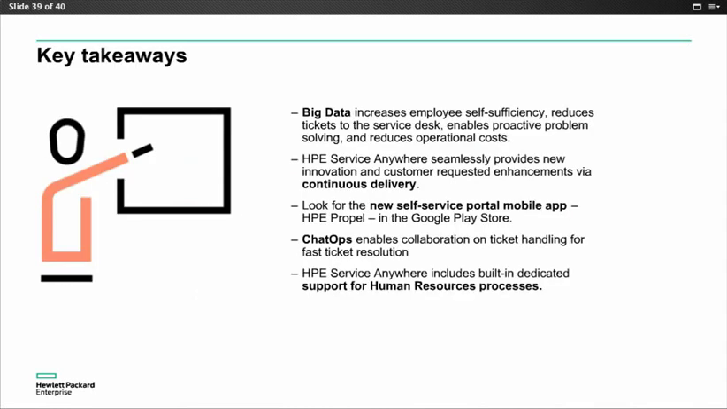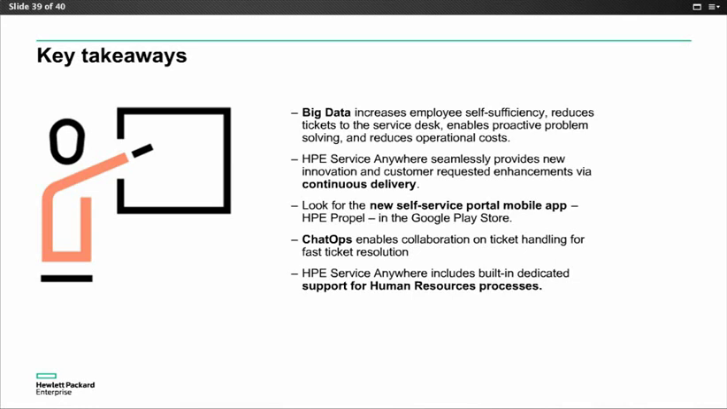Okay, so we'd like you to think about these key takeaways from this webinar. First, we'd like you to keep in mind what the benefits are of big data: that it increases employee self-sufficiency, reduces tickets to the service desk, enables proactive problem solving, and reduces operational costs. Another key takeaway is that Service Anywhere seamlessly provides new innovation and customer requested enhancements via continuous delivery. And also, you should look for the new self-service portal in the Google Play Store. And in a few months, it'll also be available in the Apple Store.